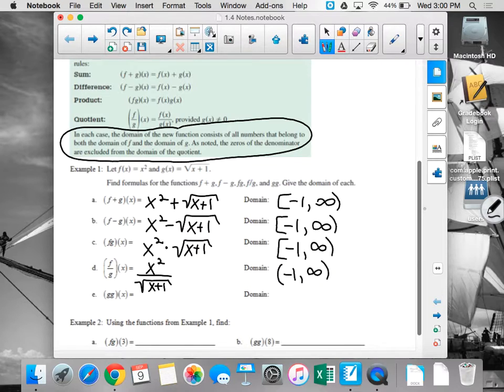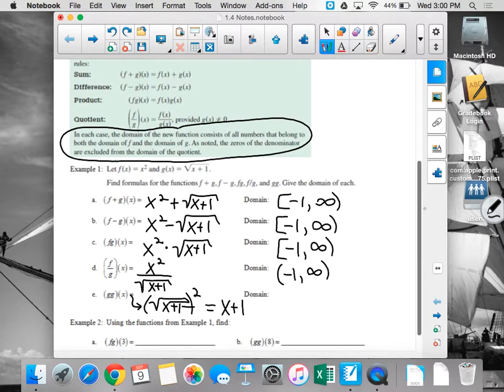G times g, well, this is an interesting one as well. You have the square root of x plus 1 times the square root of x plus 1, so just to make it easier, I'm just going to do this right here. You could leave it that way, but here's the thing. When you have a square root, squared, we know those undo each other, so we end up with x plus 1 when you simplify that.